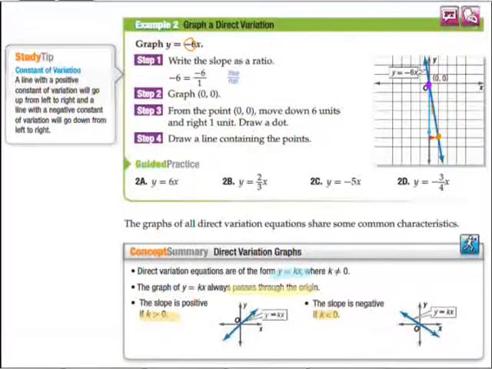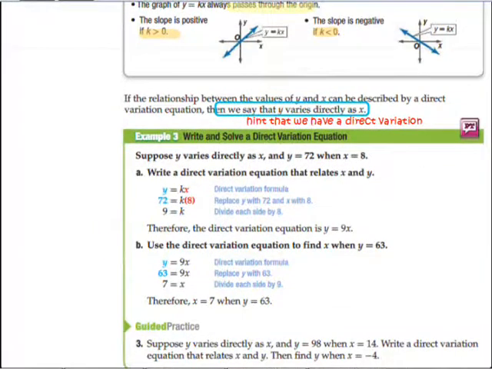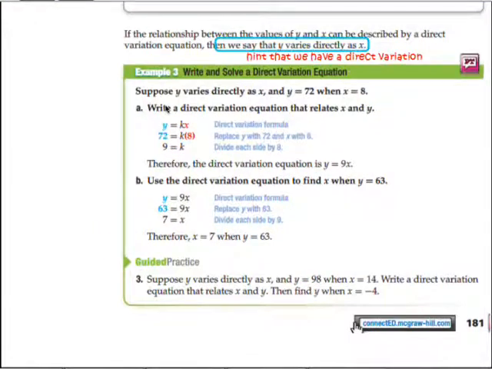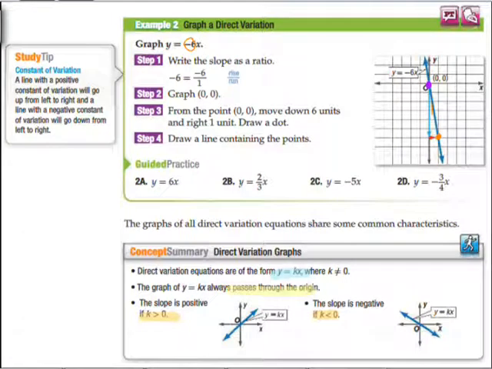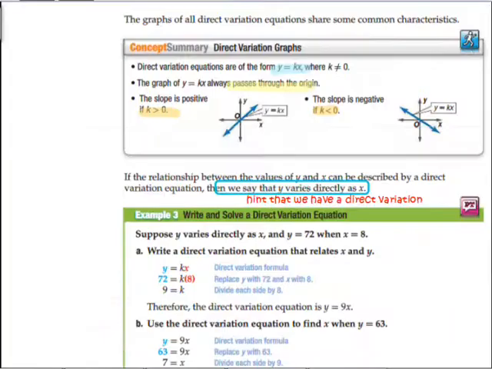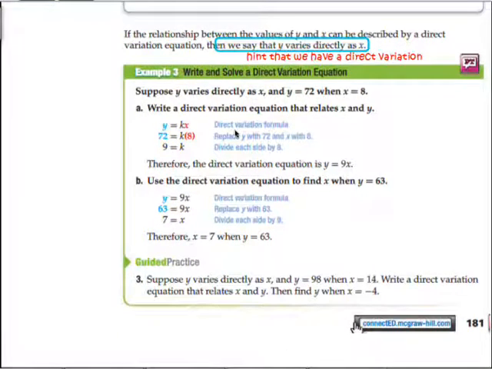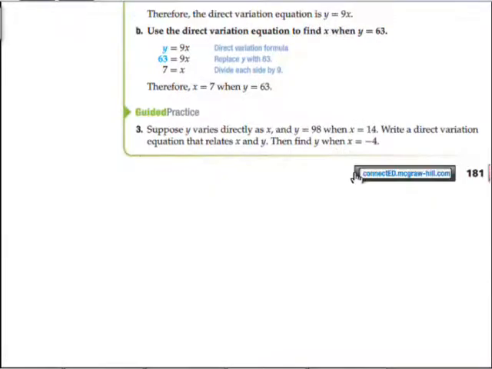It's how the problem tells you that's what we have. So questions like this exist. Suppose that y varies directly as x, and y is 72 and x is 8. First it says write a direct variation that relates x and y. So we find the k, and then we just plug it in. Then it says use the direct variation to find x when y is this. Well, then we just plug the y in and we solve. Very simple stuff. I'm going to walk you through how to do one of these.